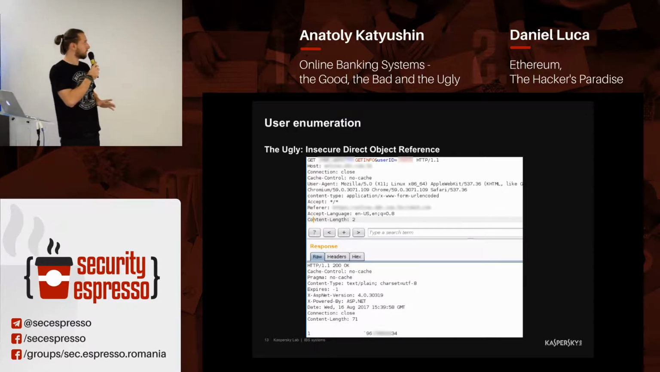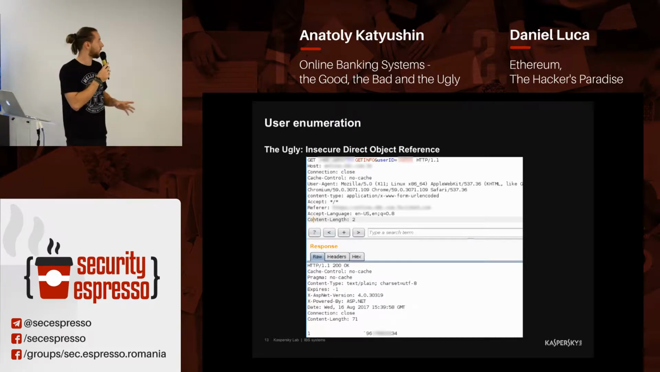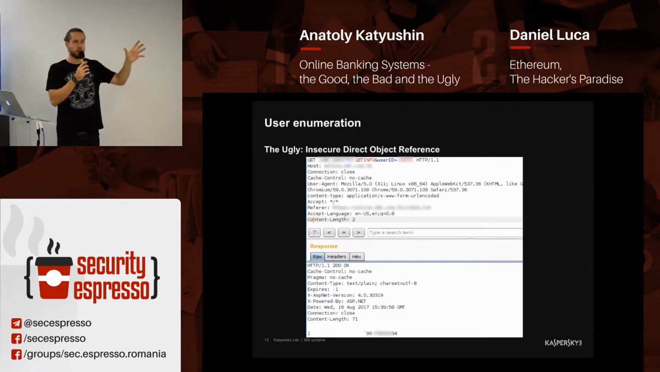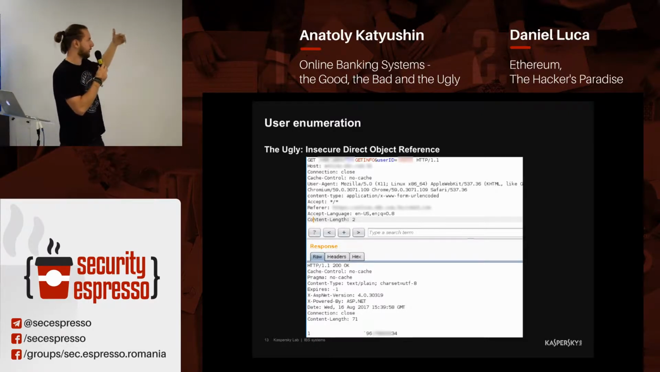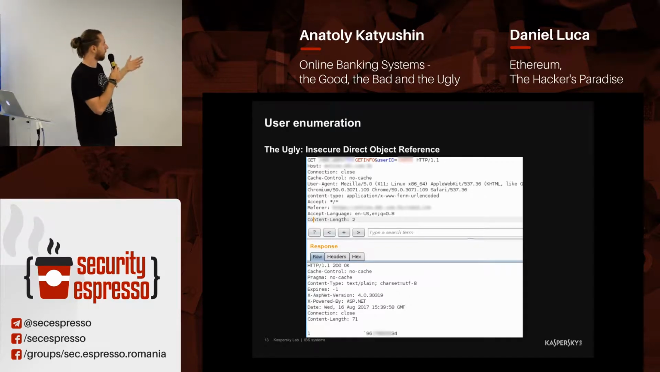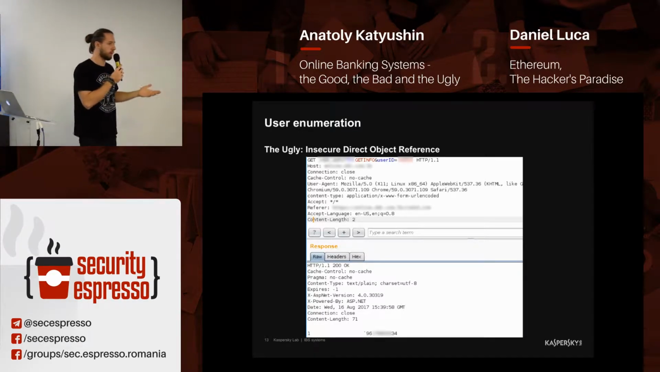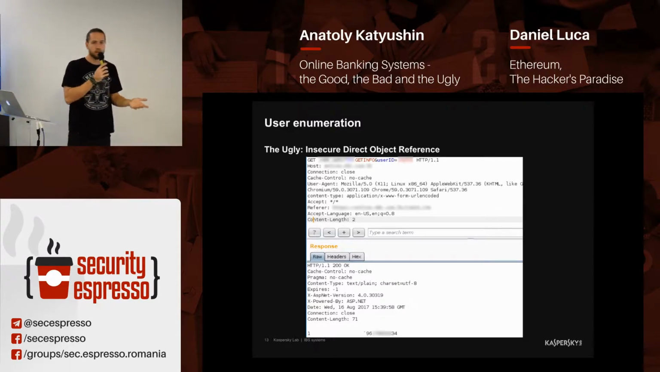The ugly case was very strange. It happened with another vulnerability, insecure direct object reference. The user ID was just an incremental number, and by iterating this number from 0 to the top, we not only enumerated users and got the existence of the user, but we also got the mobile number.